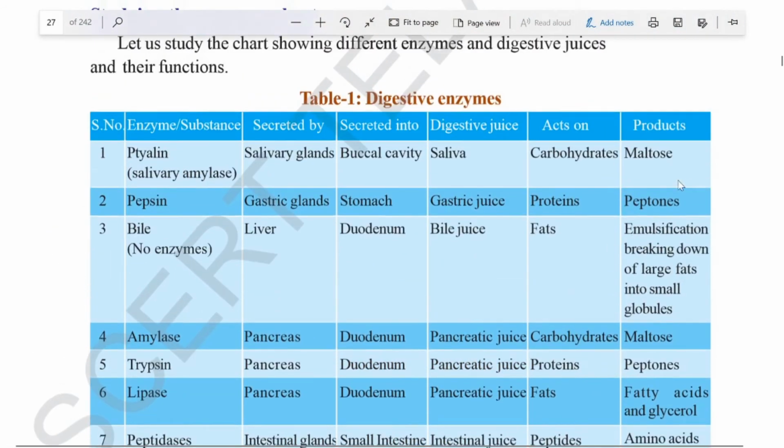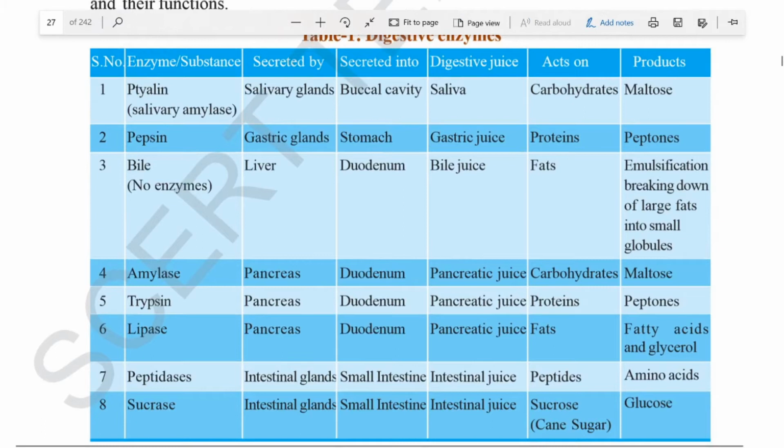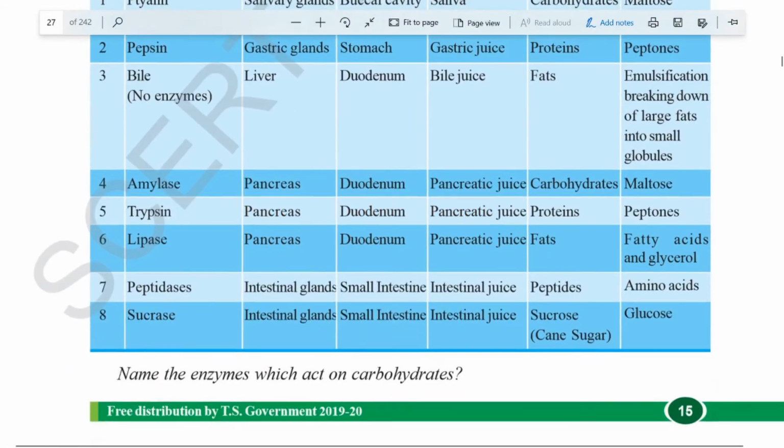And what are the products? These are maltose, that is from carbohydrates. Peptones, that is proteins breaking down into smaller molecules. Emulsification by bile: we have studied that fat molecules are broken down into smaller globule-like structures, called emulsification. Then maltose, peptones, fatty acids and glycerol, because it's lipase, that's why. Amino acids and glucose.